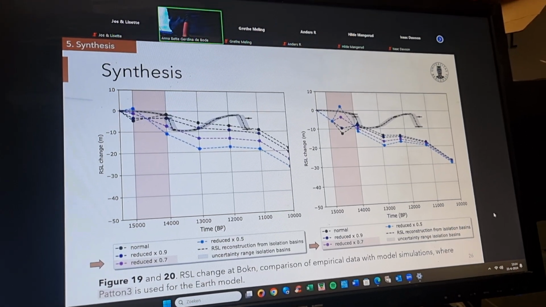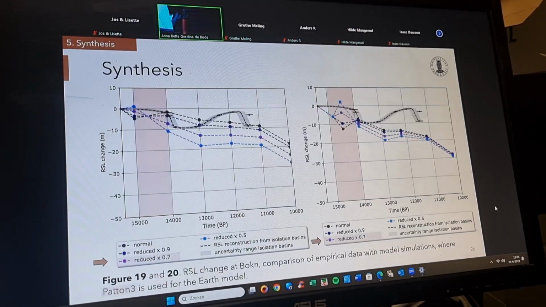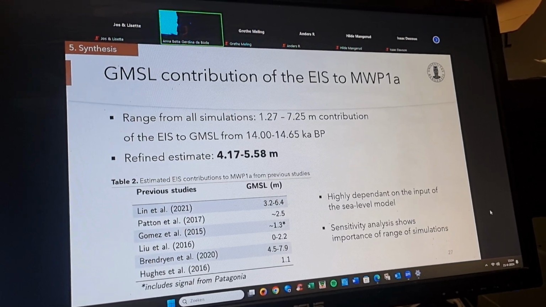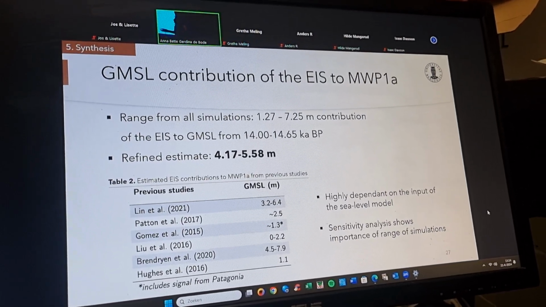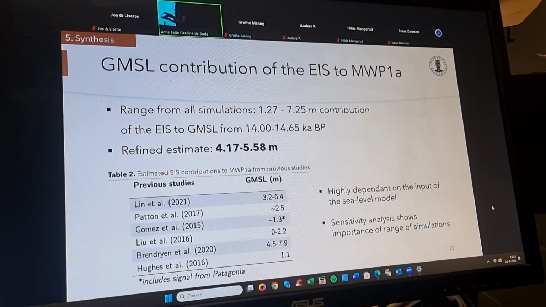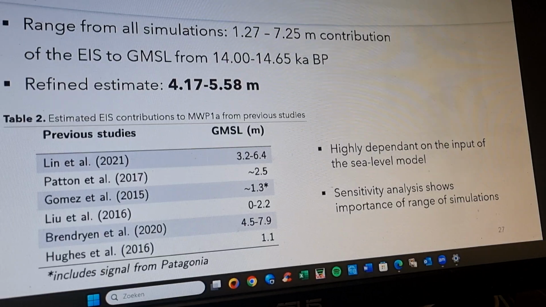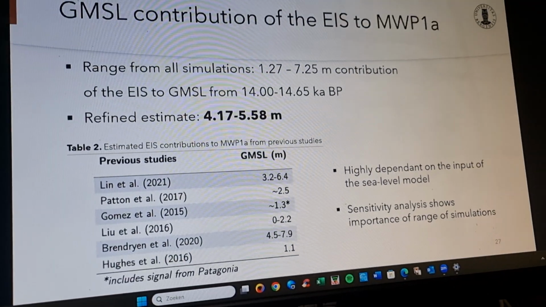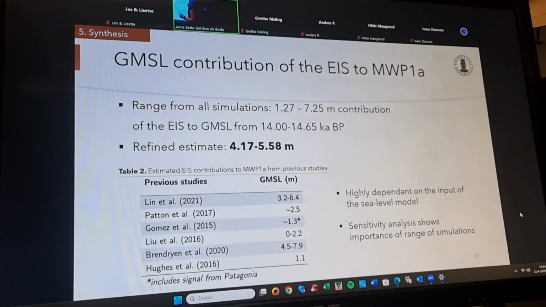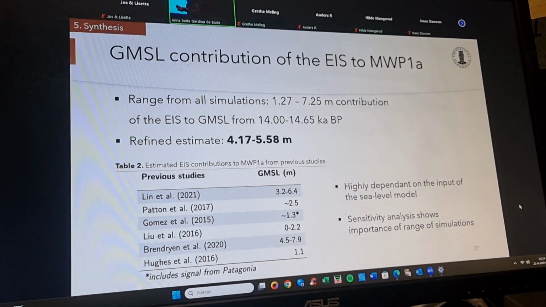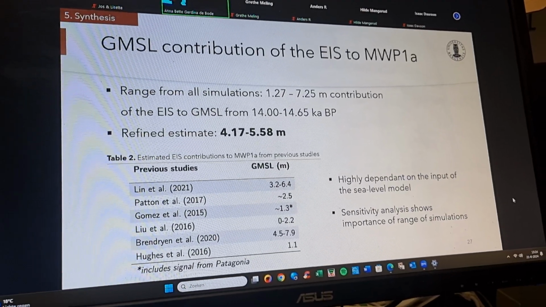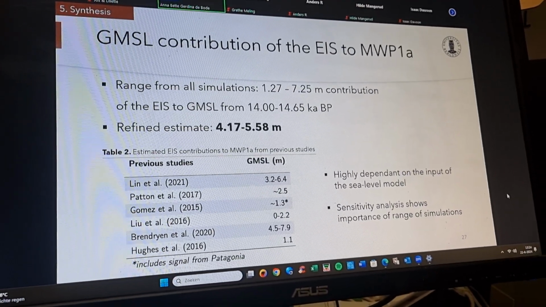I want to stress here that this is highly dependent on the input of the sea level model though. So a different Earth model could potentially avoid this ice thickness reduction that I had to make. Because they both impact each other, it's important to take that into account. But using this, I could give a most likely estimate of the contribution of the Eurasian ice sheet to Meltwater Pulse 1A, which was 4.7 to 5.58 meters.